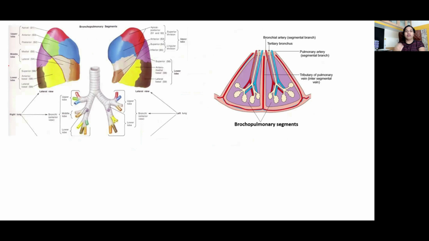It is wedge-shaped. The apex of the wedge will be lying towards the opening of the tertiary bronchus. The base will be on the surface of the lung. So each segment, if you see, it will have the tertiary bronchus, a branch of the pulmonary artery, a branch of the bronchial artery. Whereas between the segments, can you see here? You'll get to see the pulmonary veins. The pulmonary veins are intersegmental in position. They help you to identify the demarcation between the segments.